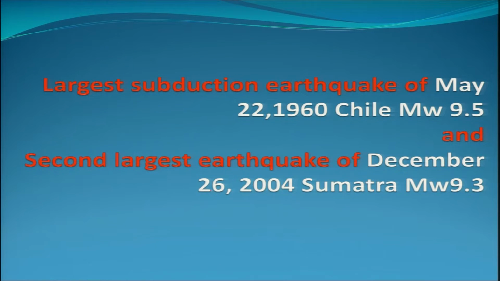So the largest subduction zone earthquake was on May 22nd, 1960, Chile, magnitude 9.5, and another one is, what we say, the 2004, 26 December, Sumatra 9.3. So this is 9.5 and 9.3. In some literature you will find that the 1964 Alaskan earthquake was listed as the second largest.